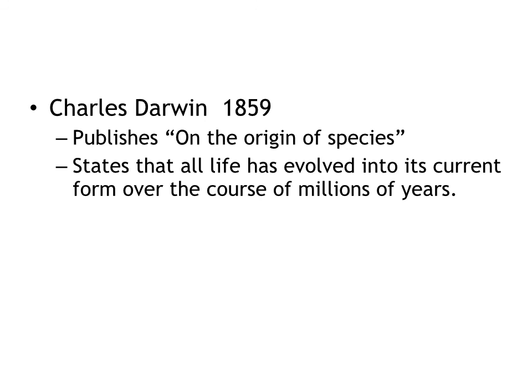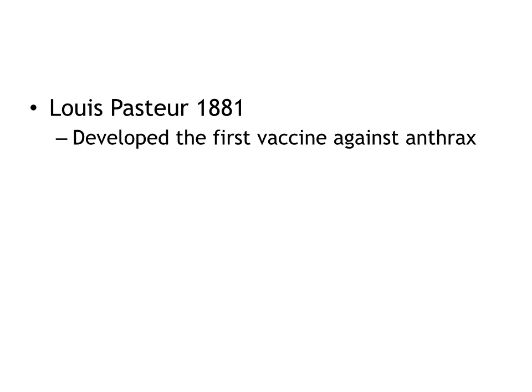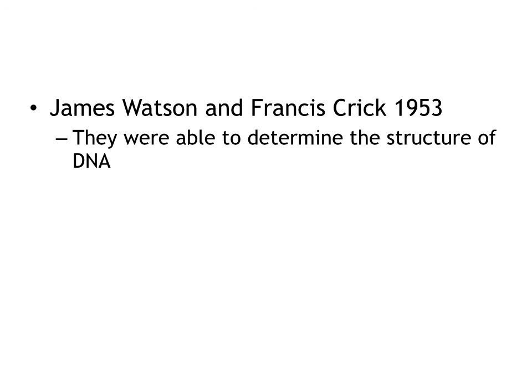Charles Darwin, we'll spend plenty of time on him. Born the exact same day as Abraham Lincoln, he published a book on the origin of species, and states that all life has evolved into its current form over millions of years. Louis Pasteur developed the first vaccine against anthrax. Watson and Crick determined the structure of DNA. So, in the grand scheme of things, you're going to need to know Darwin and Watson and Crick. Those are the two that we're going to go over pretty intensely throughout the course.